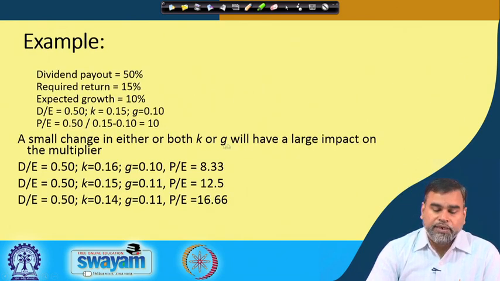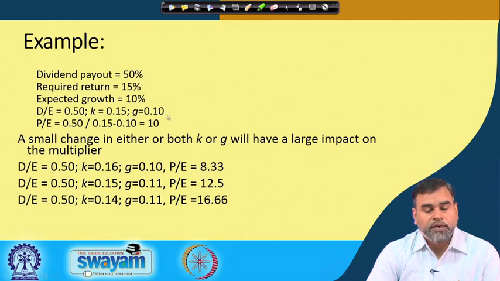So, any change of the K or G will have a larger impact. If you see the example, dividend is constant, required rate of return is 15%, expected growth rate 10%, D by E is 0.5, so K is equal to 0.15, G is equal to 0.1, then P by E has become 10. But let K change from 15 to 16%, P by E becomes 8.33.